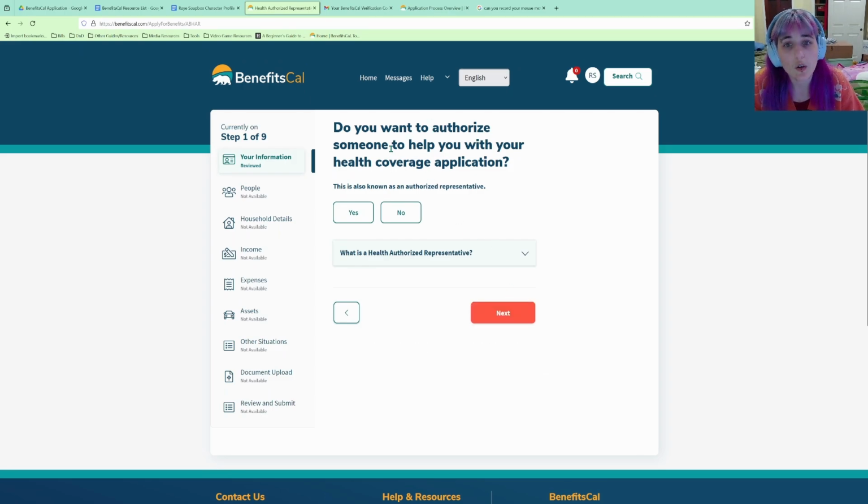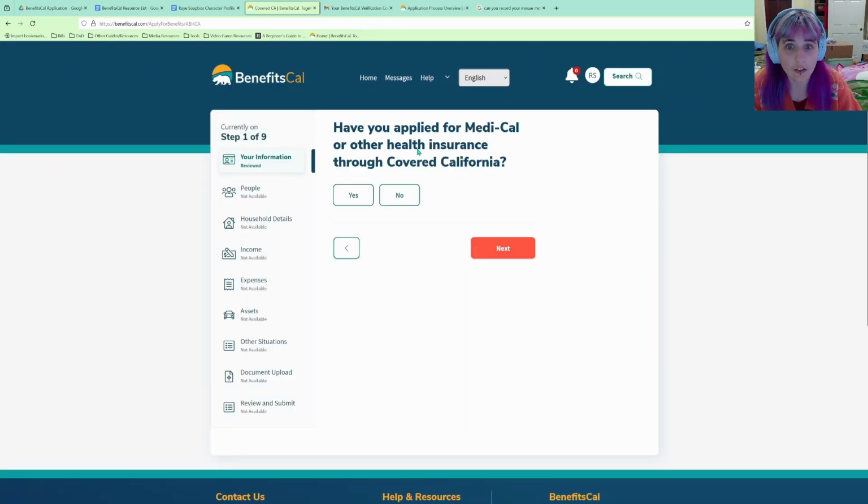Okay, so do you want to authorize someone to help you with your health coverage applications? Again, authorized representative. Because this application is going through Medi-Cal, CalFresh, and Cash Aid, you might see some of the questions repeated, but in a slightly different way because they're asking per each program. So I'm going to say no again, but you could say yes. It will then ask you for that person's information. Okay. Have you applied for Medi-Cal or other health insurance through Covered California? Covered California is another place you can apply for Medi-Cal. Instead of doing it online here, you could do it through Covered California. In this case, we haven't, so.